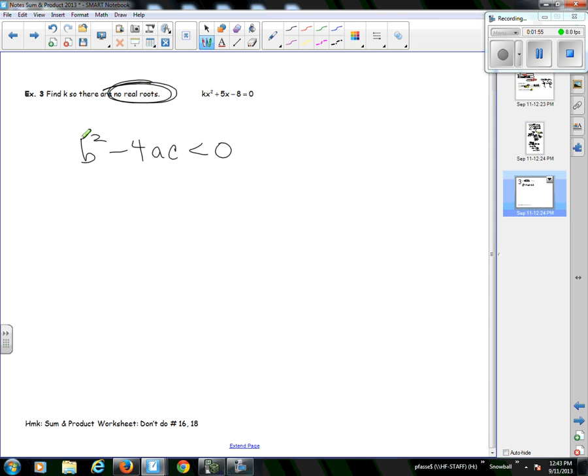We have A, in this case k, B, in this case 5, and then C, in this case negative 8. Let's just simply plug those in. For B, we have 5 squared minus 4 times A, which is k, times C, which is negative 8, and that is less than 0. Okay, from the directions, I'm gathering information and trying something. I have A, B, and C within the equation. Let's plug in A, B, and C from the quadratic into this equation, and let's look at what they're asking us to do.